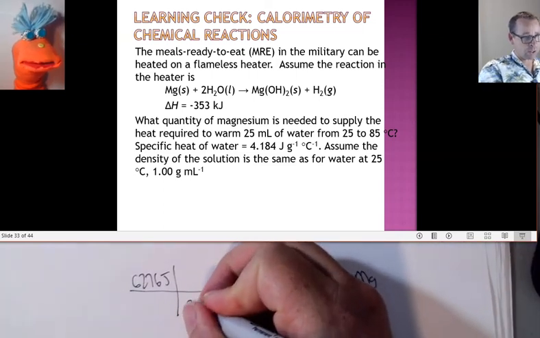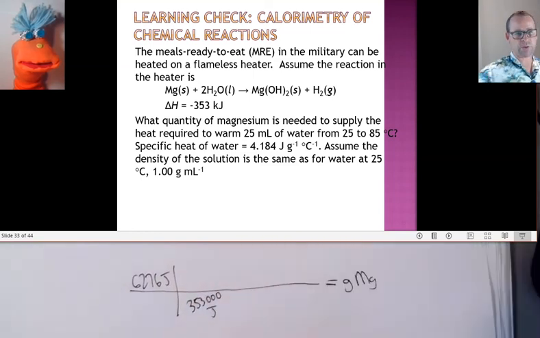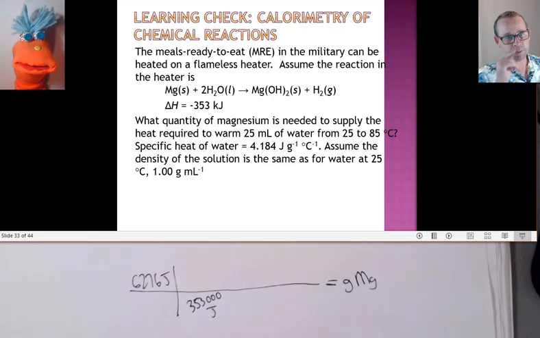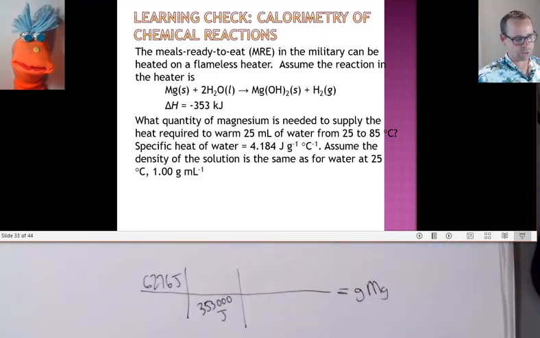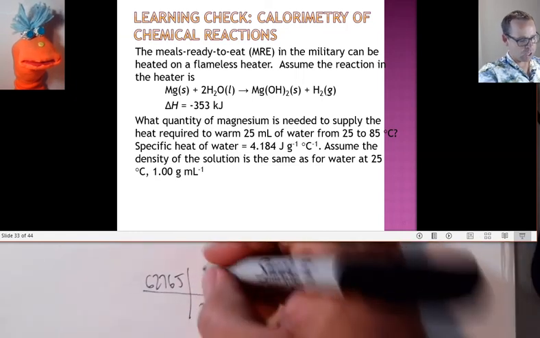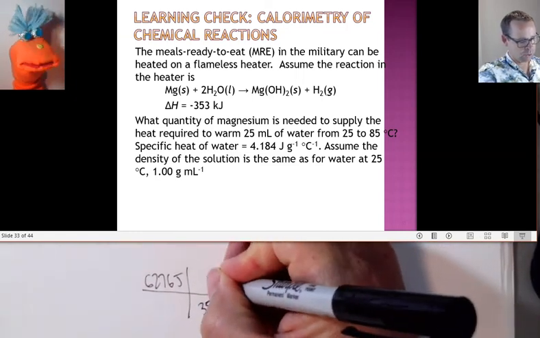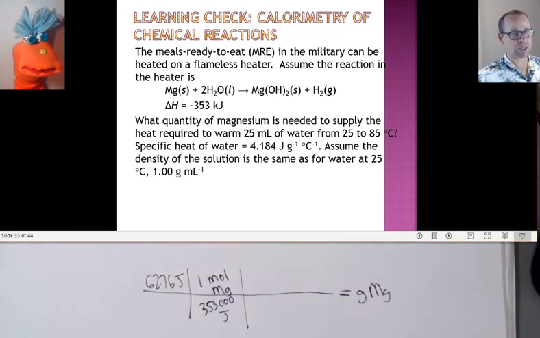So that's 353,000 joules. Is it okay if I just write it like that so we don't have to convert it later? That's okay. Okay, that's how many joules for what? What are we going to relate that to? To gram. Well, we can't go to gram. Let's just go to moles. Moles of magnesium. Okay, how many moles of magnesium? It just says 1 mole. All right, so 1 mole of magnesium will release that much heat energy if it's reacted with water? Yeah. Okay, good.